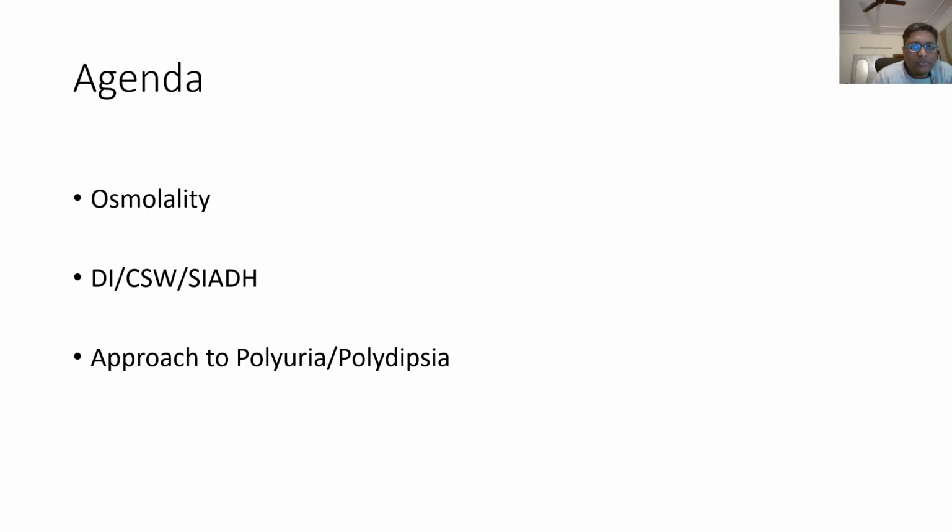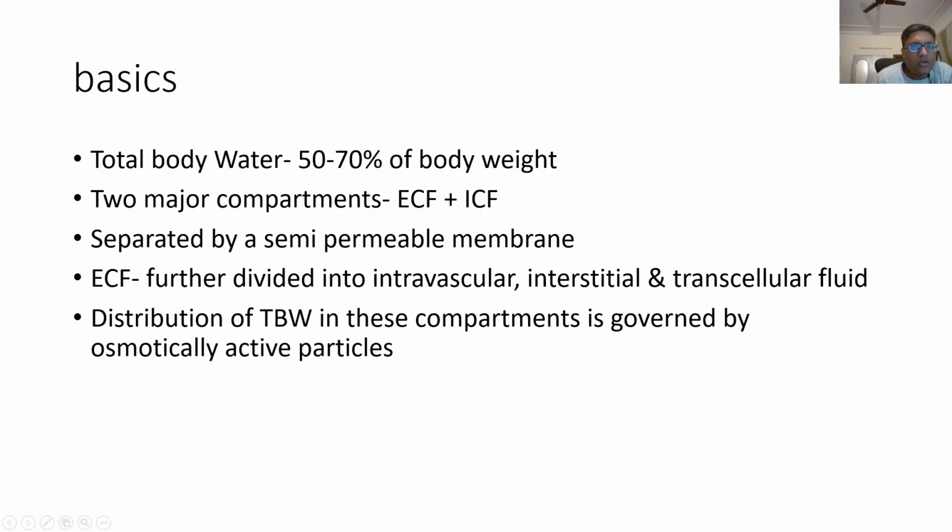Just a few basics to start with. First, we have to understand our total body water. The composition of the body: most of it is composed of water. So 50 to 70% of body weight is total body water. It is divided into two compartments, extracellular fluid and intracellular fluid, which are separated by a membrane. That membrane decides the relative concentration of solutes on each side.